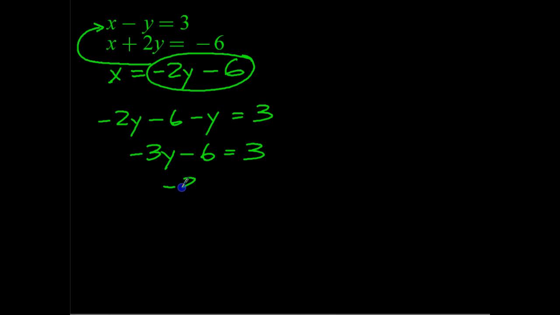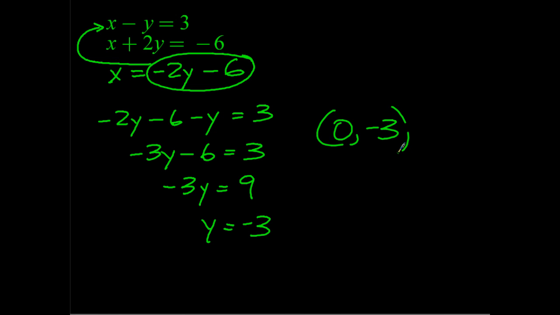Add 6 to both sides. Negative 3y is equal to 9. Divide by negative 3, y is equal to negative 3. And from here we can plug it in again, and I'm going to get 0. And so I'm going to get 0, negative 3. I get my same answer. That's another way of doing it.